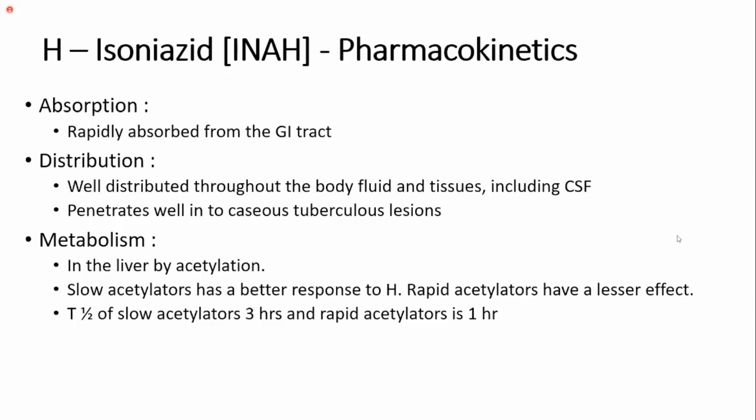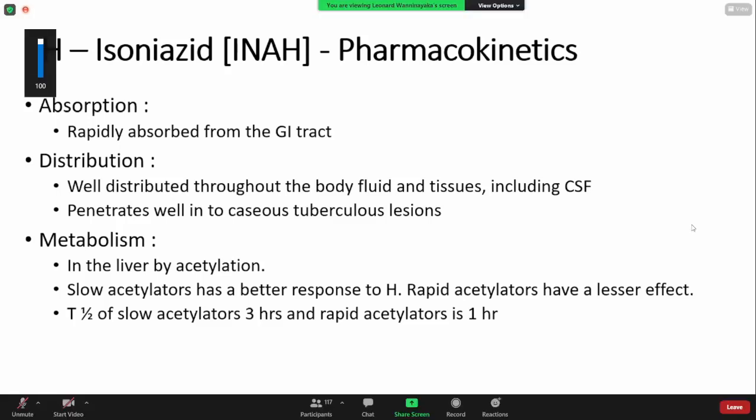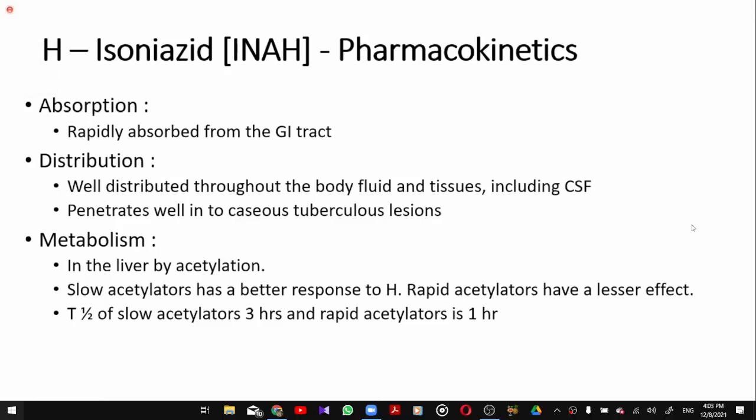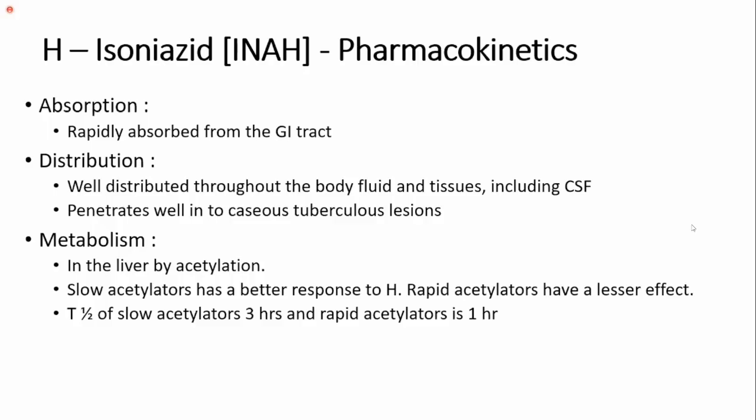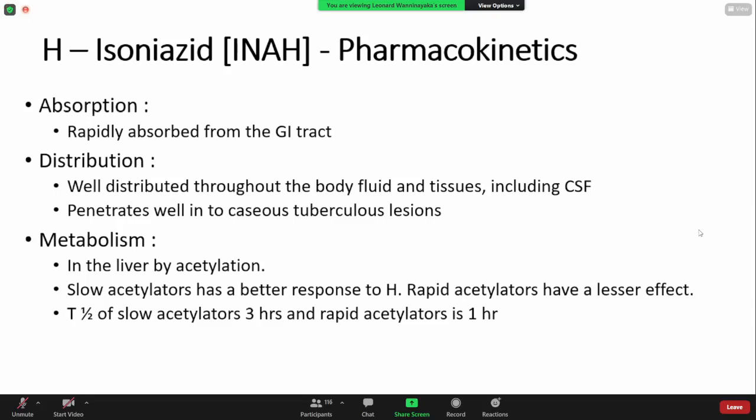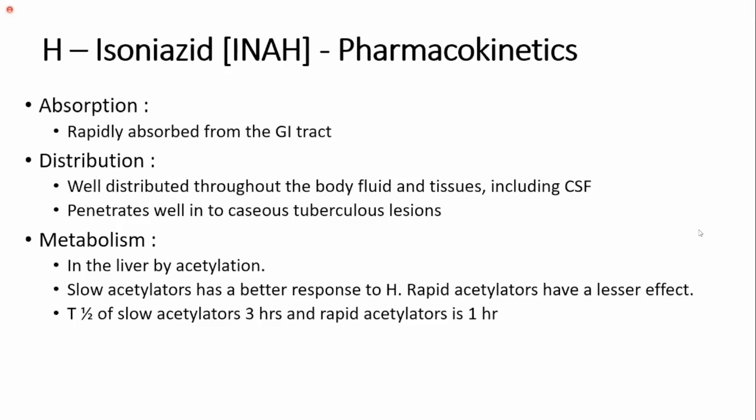So there are 2 groups of people, some of them called the slow acetylators. So the metabolism of INAH will be low in the patients who are slow acetylators. Therefore, the action of isoniazid in that group will be prolonged. So they have a half-life of about 3 hours. But there is a group of people who are rapid acetylators, so they will rapidly metabolize INAH. Therefore, the effect in that group will be reduced compared to the slow acetylators.